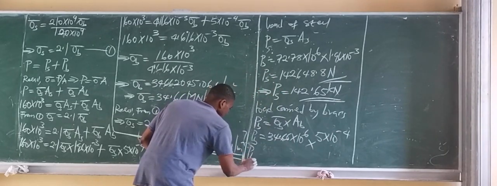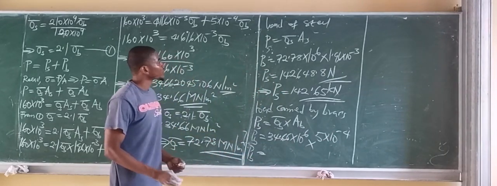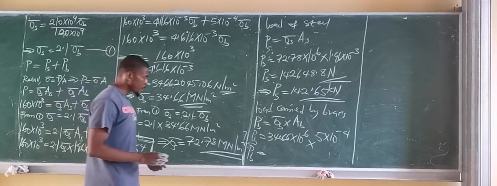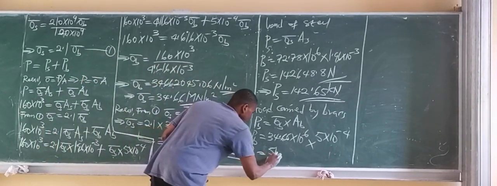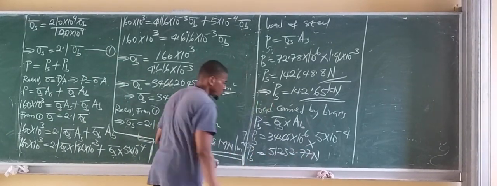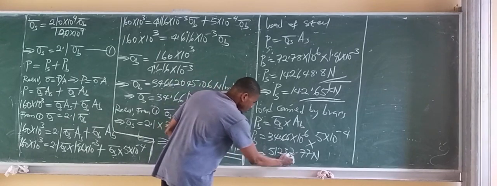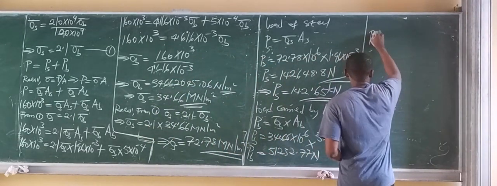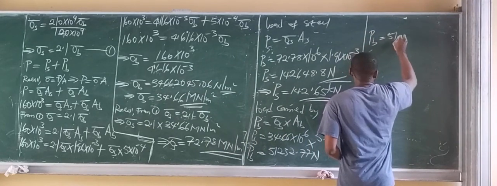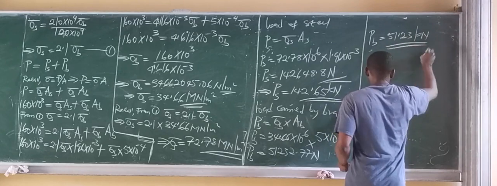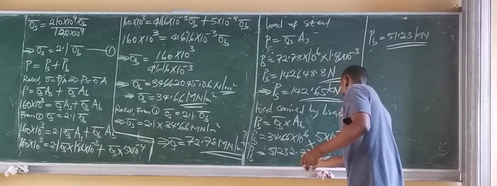So what is the load carried by brass? Give me now multiple. 51,232.77 newtons. So you can also choose to approximate to 1, 2, 3. So you have that the load carried by brass, P b, is actually 51.23 kilonewtons. So you can call this your answer. You can also call this your answer.